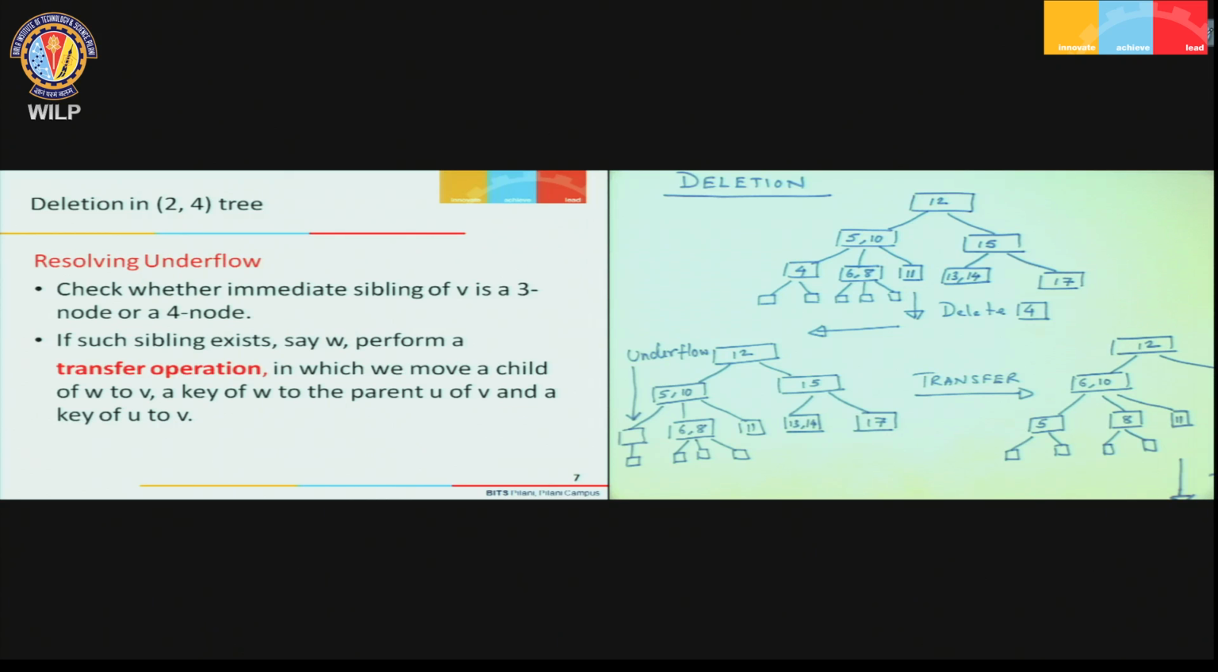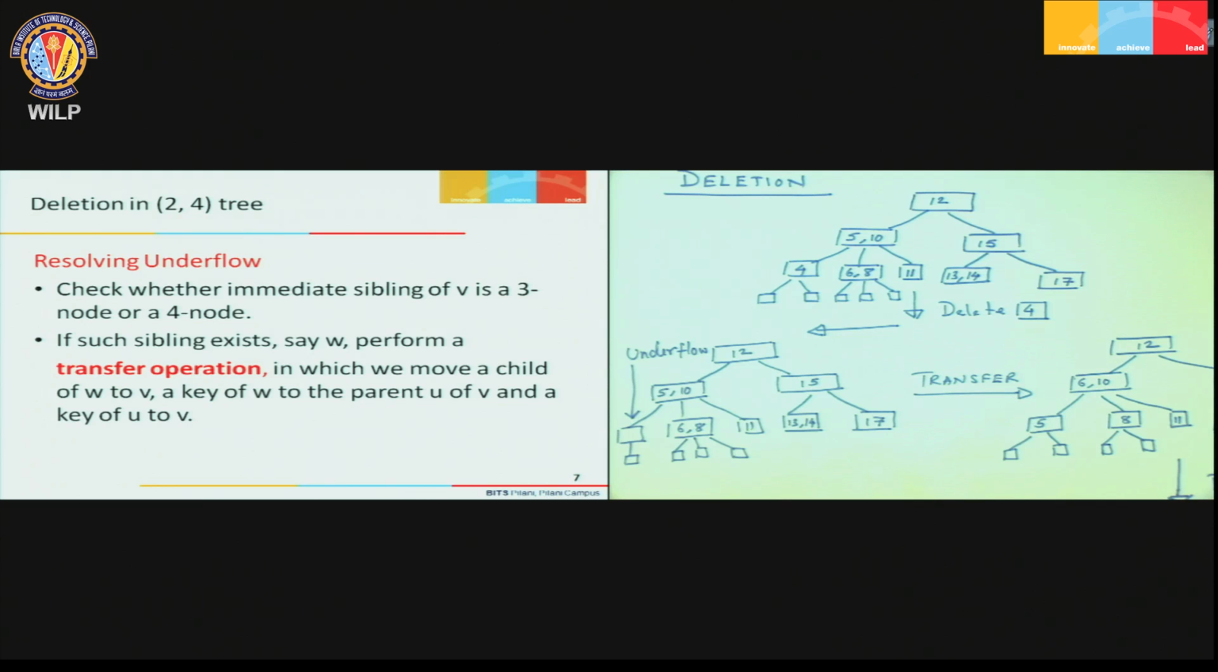Now, for resolving the underflow, which has occurred at this particular node where 4 was present and is deleted, we check whether there is an immediate sibling which is either a 3 node or a 4 node. So, in this case, underflow has occurred at this node, and it has a right sibling which is a 3 node. In such a case, we perform what is called a transfer operation.